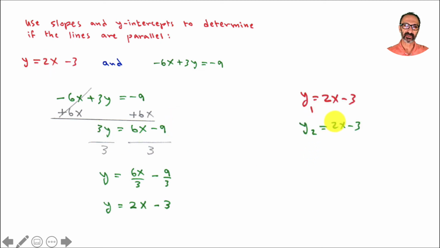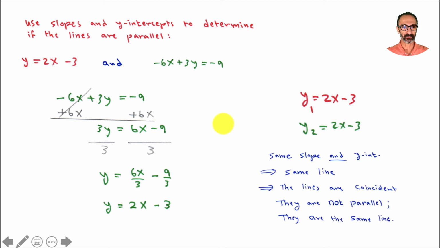But this problem is a little bit different. Same slope and same y-intercept. So if you graph this line and you try to graph this line, it's going to be on top of it. So we don't have two lines. We have one line. The same slope and same y-intercept means same line. So the lines are coincident. That's what we call them.